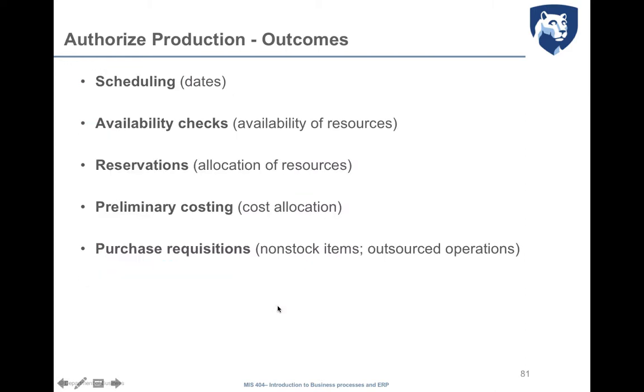Please note that the creation of a purchase or production order, so production authorization, generates several outcomes, including scheduling, availability check, reservation, preliminary costing, and creation of the necessary purchasing requisition. Let's start with scheduling. The scheduling function calculates the dates when the various operations will be performed and the capacities that will be needed in the work center. So define the delivery date and also allocate capacity needed in the work center.